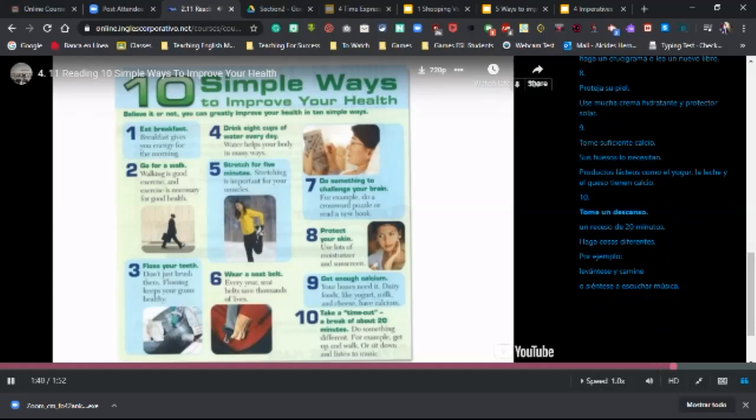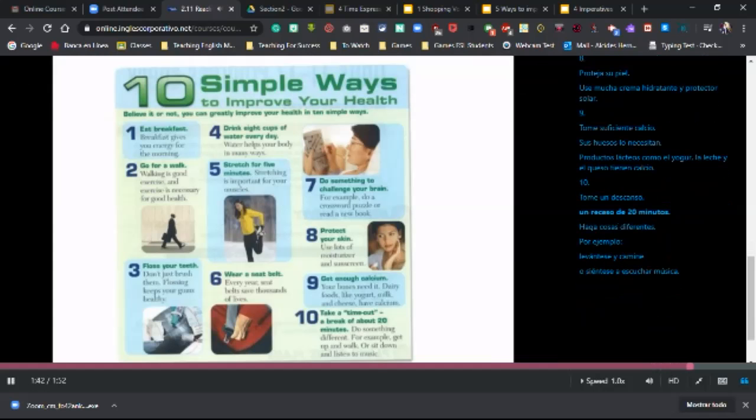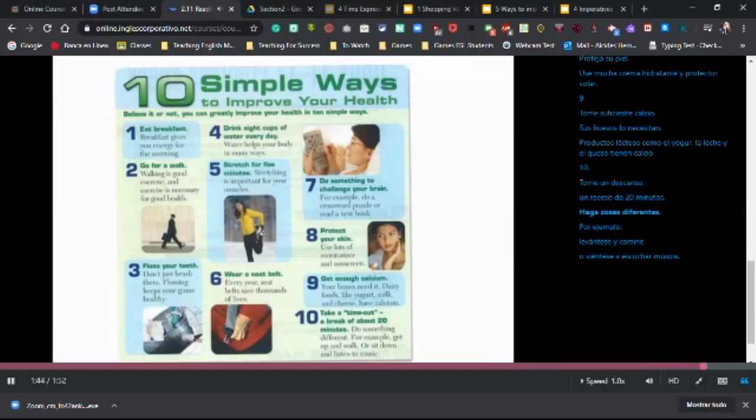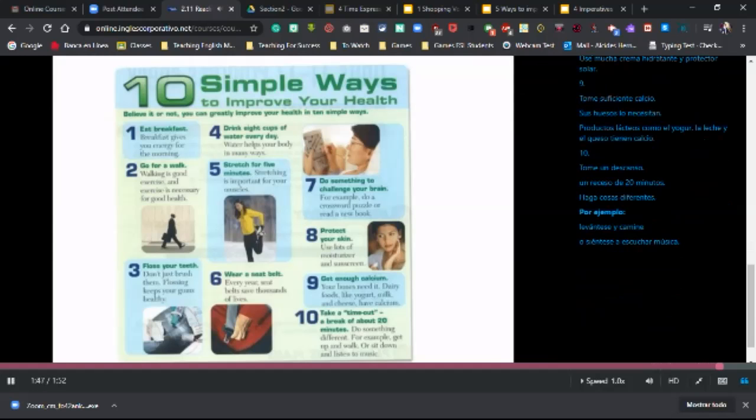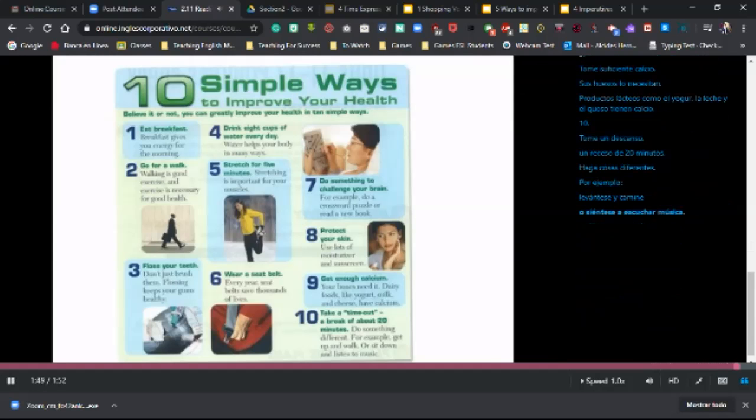10. Take a time out. A break of about 20 minutes. Do something different. For example, get up and walk, or sit down and listen to music.